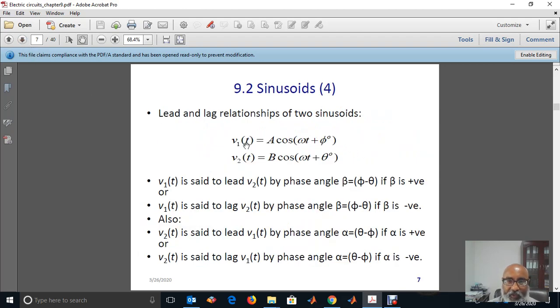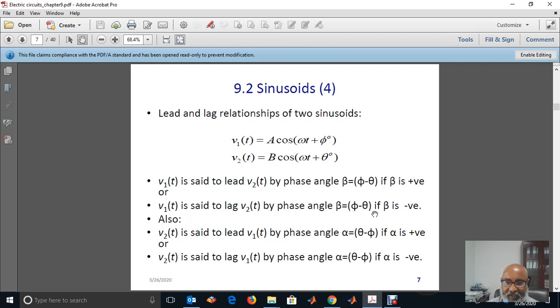Now, if I have two voltages, one voltage V1 of t equals A cos(omega t plus phi), where A is the amplitude and phi is the phase, and another voltage V2 of t equals B cos(omega t plus theta), it can be current also. Now, if beta equals phi minus theta is positive, we say V1 of t is leading V2 of t by phase angle beta.